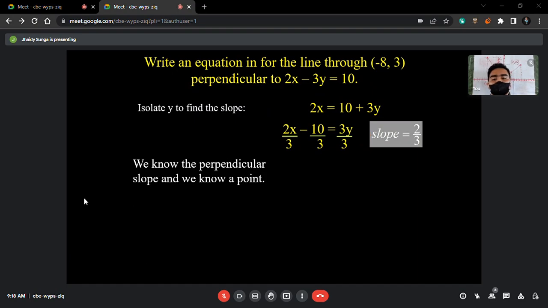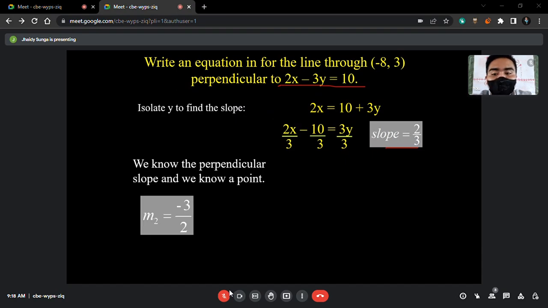Now we know that we have an equation. This is the equation, no? This is the linear equation that we have. We're going to find the perpendicular slope of that one, po. What's the perpendicular slope of this one? The perpendicular slope of that 2 over 3 will be none other than negative 3 over 2, po.